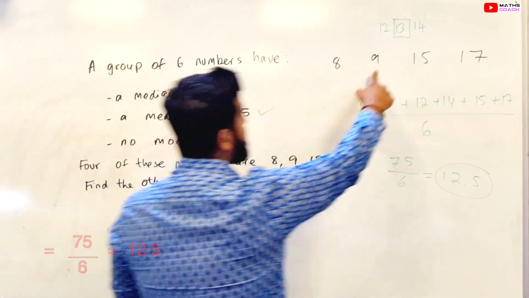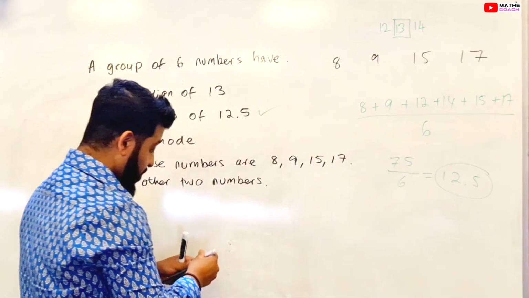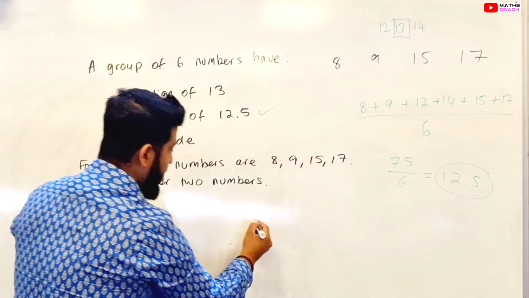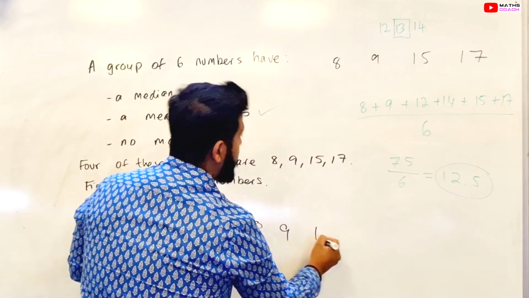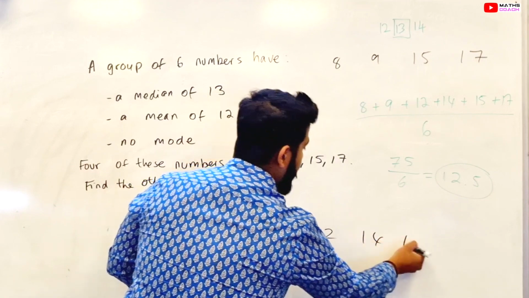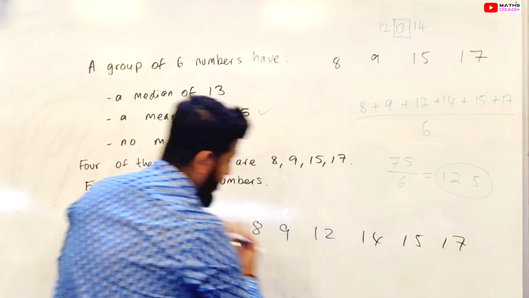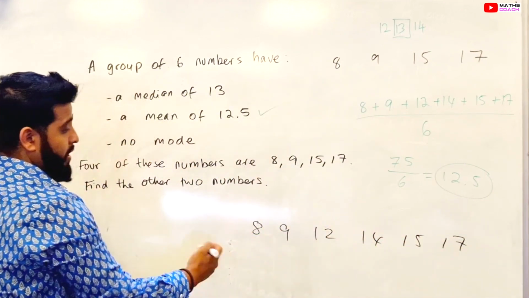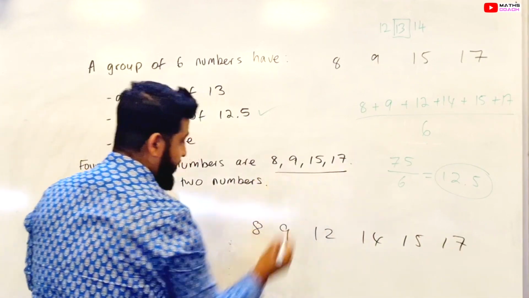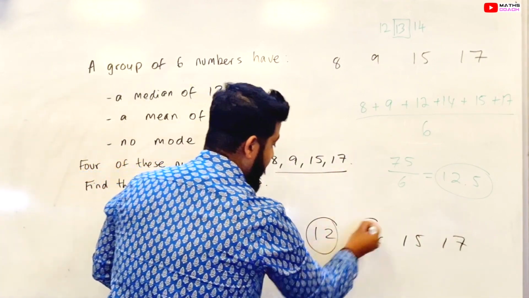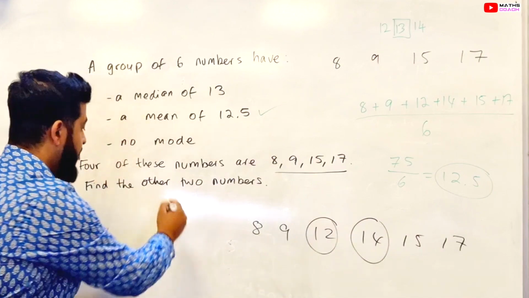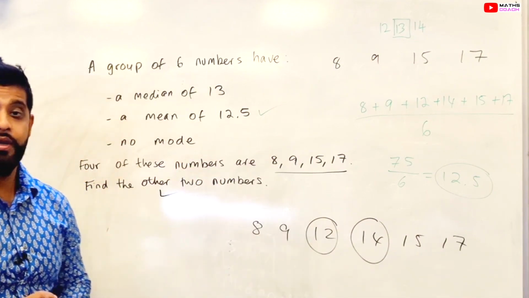And 13 would be the median of these numbers. So if we were to rewrite this entire list, 8, 9, 12, 14, 15, and 17, our list of 6 numbers, remember 4 of them were already given to us, so the numbers that we've added are 12 and 14. So these are the other 2 numbers.